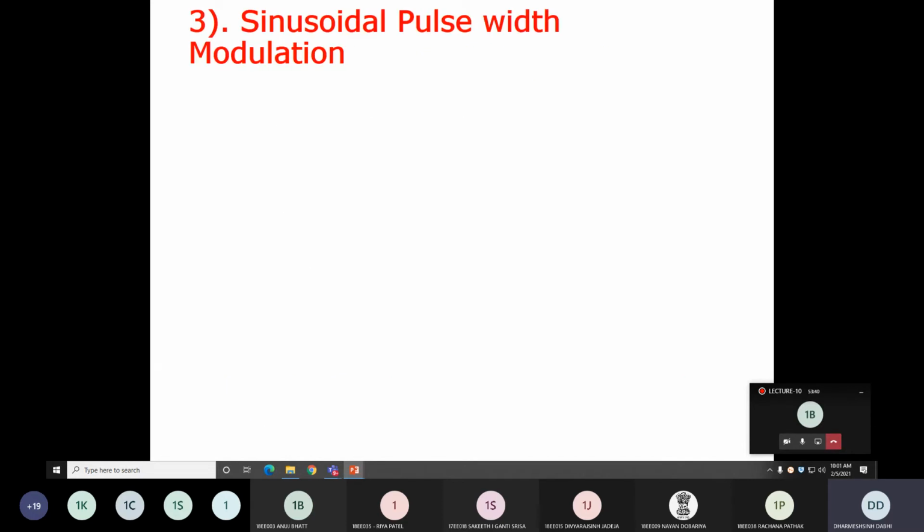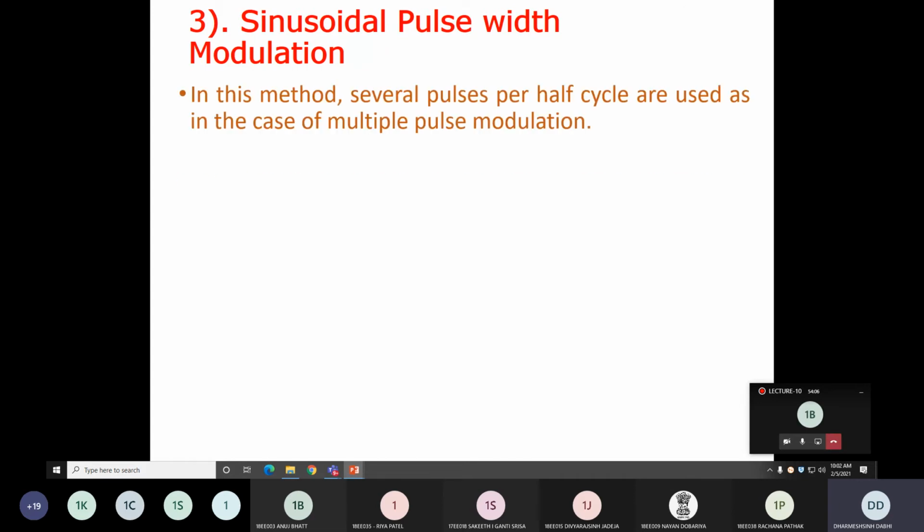Now let's see the third method, the sinusoidal pulse width modulation technique. Sometimes this method is also called the SPWM technique. In this method, again, the logic is the same. We use several pulses per half cycle, as we see in the multiple pulse width modulation technique. But the difference is what?